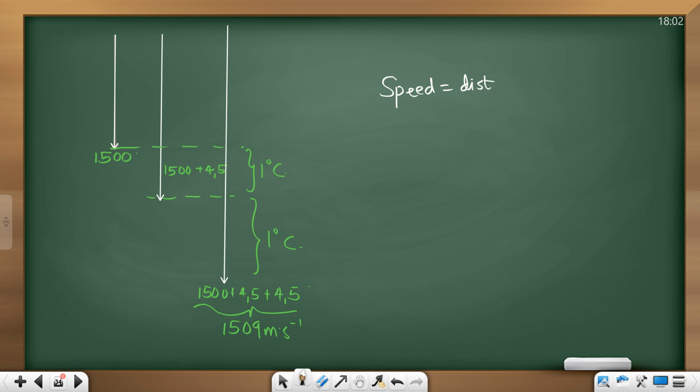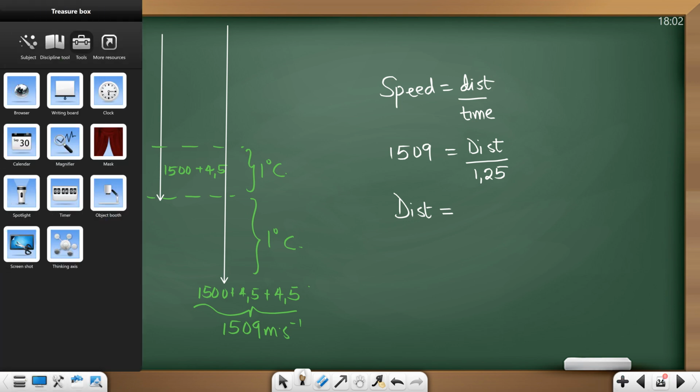Speed is distance over time. What is my speed? 1509. I do not know my distance. But what is the time? 1.25. I hope you remember how we got the 1.25. What is the distance therefore?